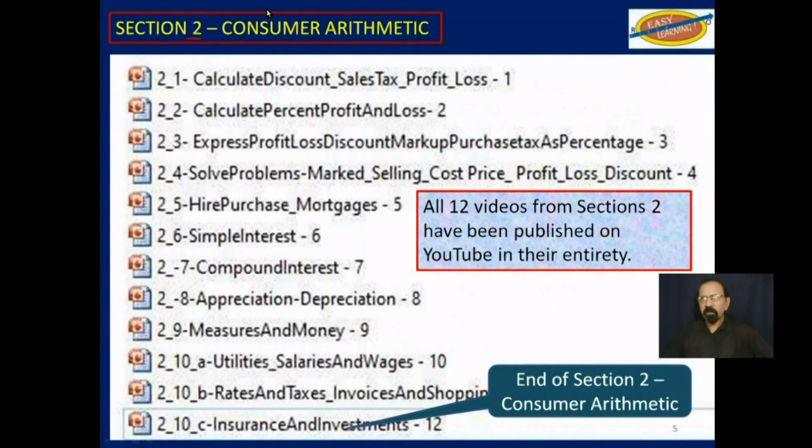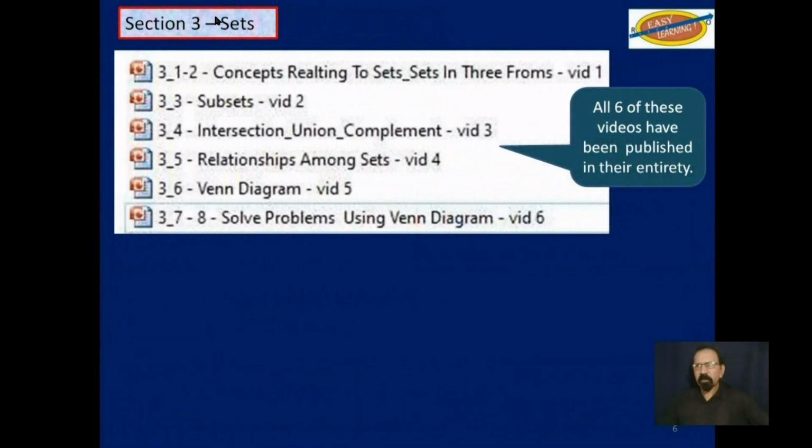From section 2, consumer arithmetic, there are 12 videos in this section, and all of them have been published on YouTube in their entirety. Section 3, sets, there are only 6 videos in this section, and all of them have been published in their entirety.